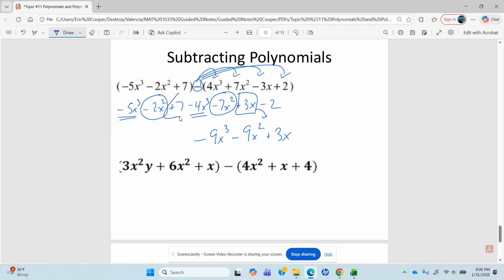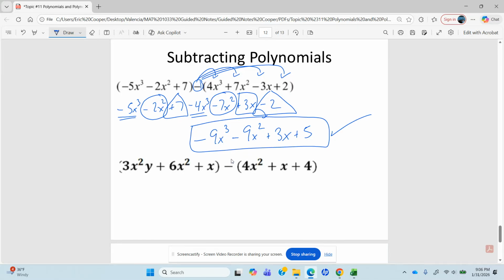Finally, we'll take a look at our constants. I've got a 7 minus a 2. 7 minus 2 gives me a positive 5. Again, nothing to combine here left, so this is my final answer. So really, we're just adding polynomials. We just have that one step at the beginning where we have to take that negative value and distribute it into the second polynomial.